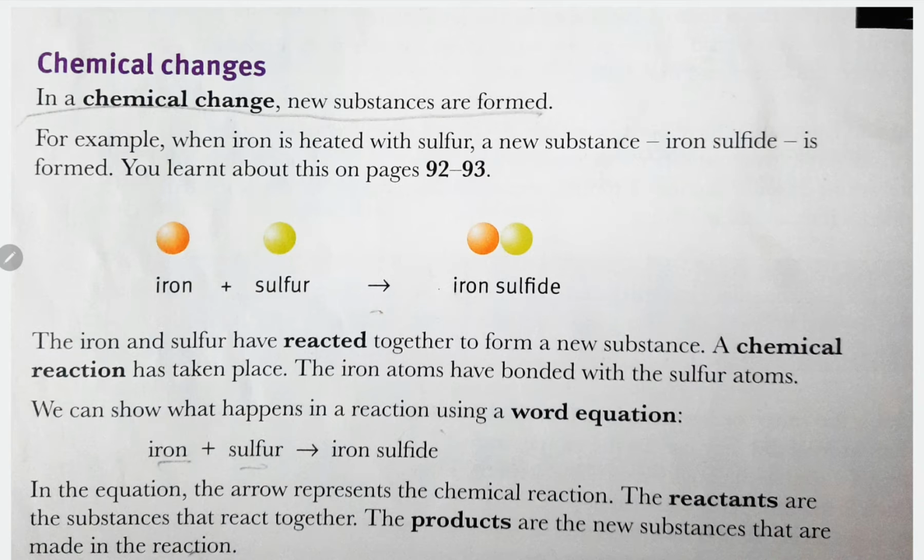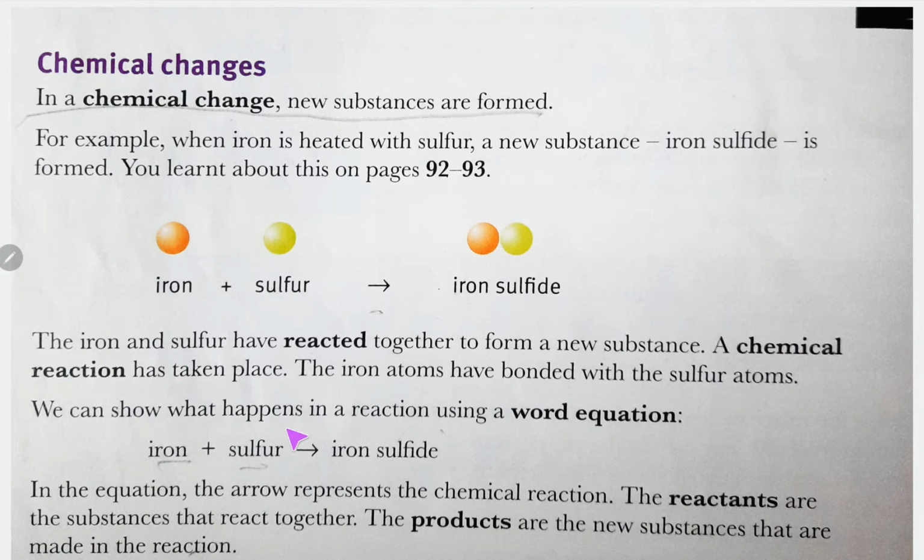Last year we studied how to write the chemical formula. That is, if there are two elements, what do we have to start with? Metal. First we have to name the metal, and if it contains two elements it should end with IDE. It should end with what? IDE. So, the iron and sulfur have reacted to form a new substance. A chemical reaction has taken place. The iron atoms have bonded with sulfur atoms.